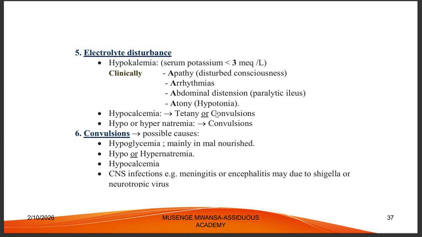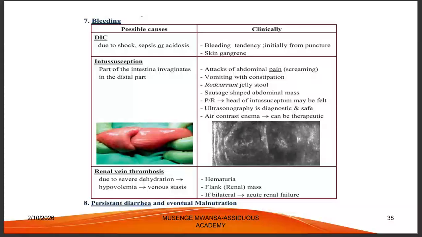Hypocalcemia can also happen, which leads to tetany, basically a contracted state. There can also be hypo or hypernatremia, which can lead to convulsions. And this convulsion can come because of hypoglycemia, hypernatremia, hypocalcemia, even CNS infection, for example meningitis, encephalitis, because of Shigella or those other viruses that can produce toxins that go to the brain, which can lead to convulsions.